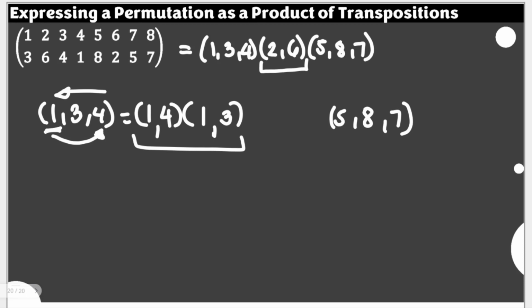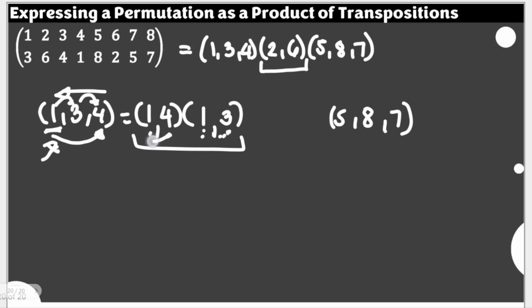Let's just not include 2, 5, 6, 7, 8, because for this cycle, as mentioned, the other elements are mapped to themselves. Let's just simply look into the mapping of 1, 4, and 3. So let's start with 1. 1 is mapped to 3. 3 is mapped to 3. This is correct. 1 is mapped to 3. Let's have 3. 3 is mapped to 1, but 1 is mapped to 4. That would mean 3 is really mapped to 4. That's correct. And finally for 4, 4 is mapped to 4.